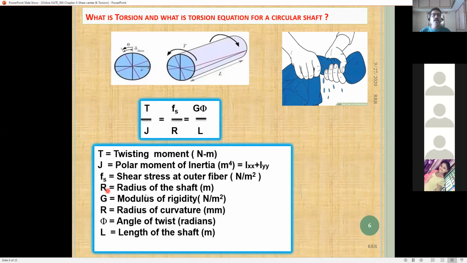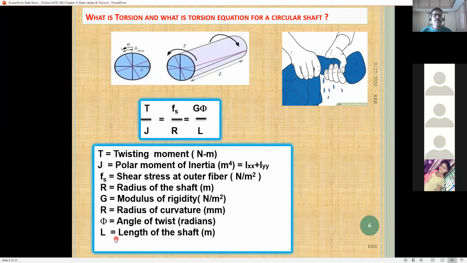Next, R, obviously R is the radius of the shaft. Whatever the radius of the circular section, it is the radius of the shaft. What is the radius of the shaft? And the angle of twist is in radians. Please remember, in this formula the angle of twist you always keep in radians, not degrees. If you put degrees and apply the formula, you will get a different answer. So always keep phi, the angle of twist, in radians.